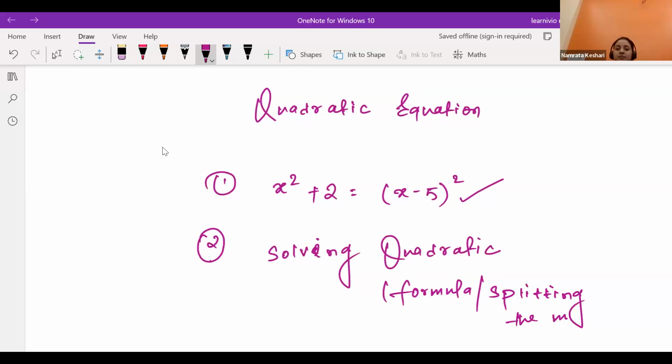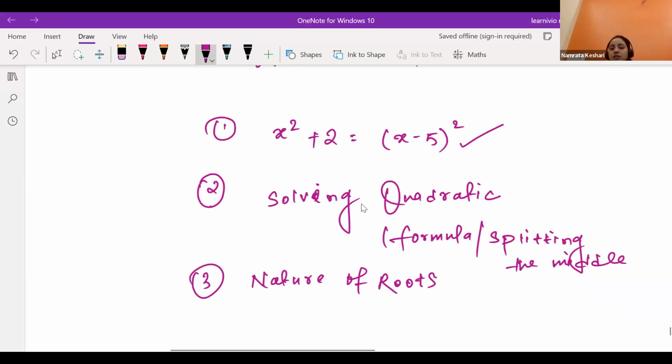And then we were discussing the nature of the roots of quadratic equation. Nature of roots. Whether the roots will be real and same, whether the roots will be real and not same, whether the roots will not be real numbers. That's what we were discussing. So these are the concepts which are there. So shall I start from the first or the second or the third one?